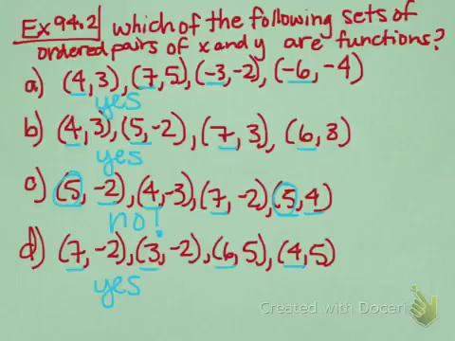You'll notice that in the sets of ordered pairs that say yes, there are repeats. Like if you look at B, it has 4, 3, 7, 3, and 6, 3. The fact that the y's are all repeating does not make a difference. It's just x's that are repeating that we're worried about.